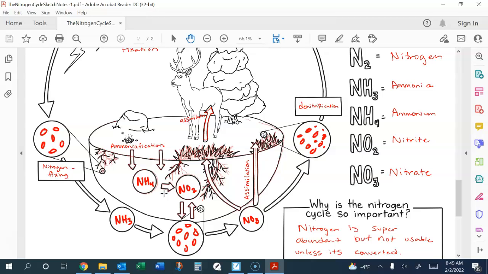Okay, so using this nitrogen is all very important. All living things need nitrogen. Your DNA has a lot of nitrogen in it.